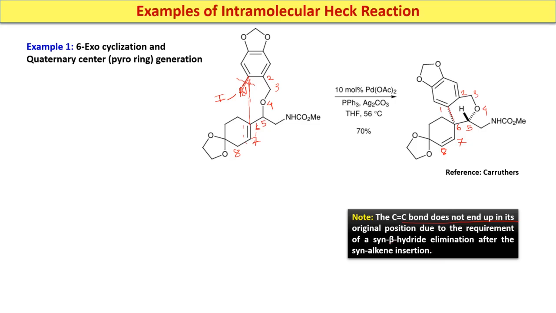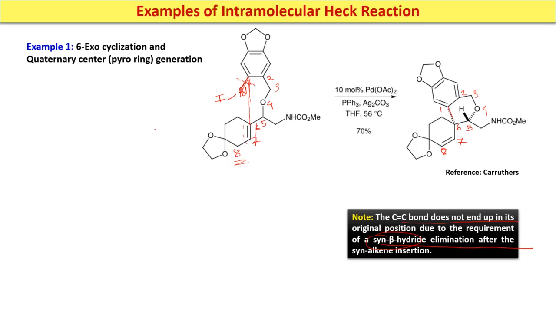Why? Because of the requirement of syn beta hydride elimination. When finally the Pd and H are removed, we need the hydrogen and Pd to be on the same side, syn beta hydride elimination, and that is possible only at the 8 position. That is the reason the C=C bond doesn't end up at its original position. Next example, here we'll see.